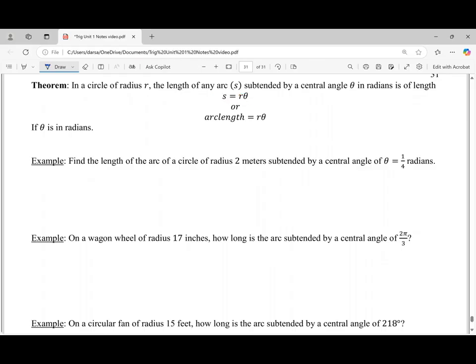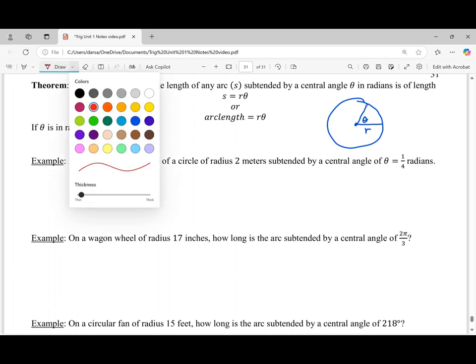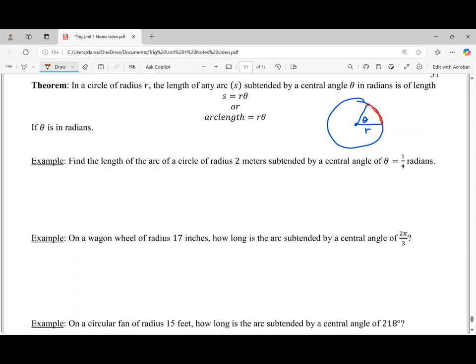Basically, all you need to know is that if you have a circle and you know its radius r, and you want to know, if I have this angle here, how long is the arc that goes from here to here? How long is that length of the edge of the circle? You can use the formula S equals r theta. That's what the arc length theorem is telling us.